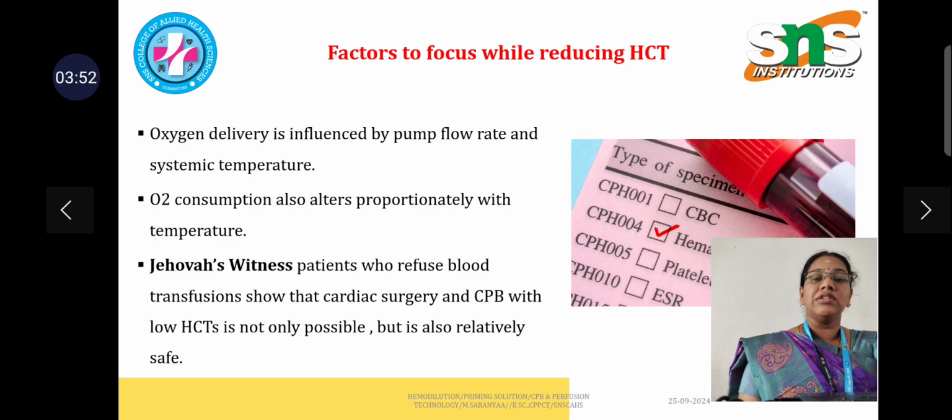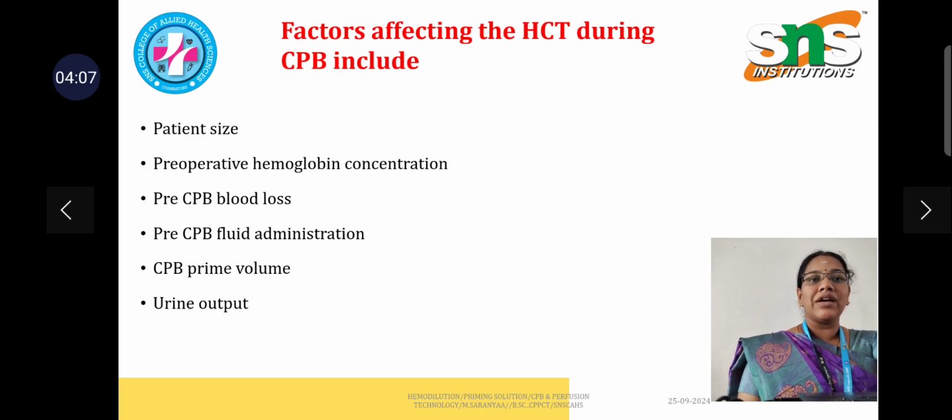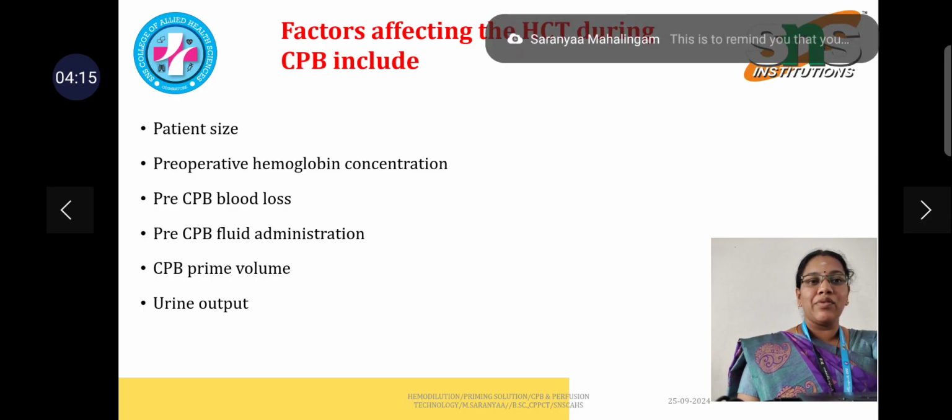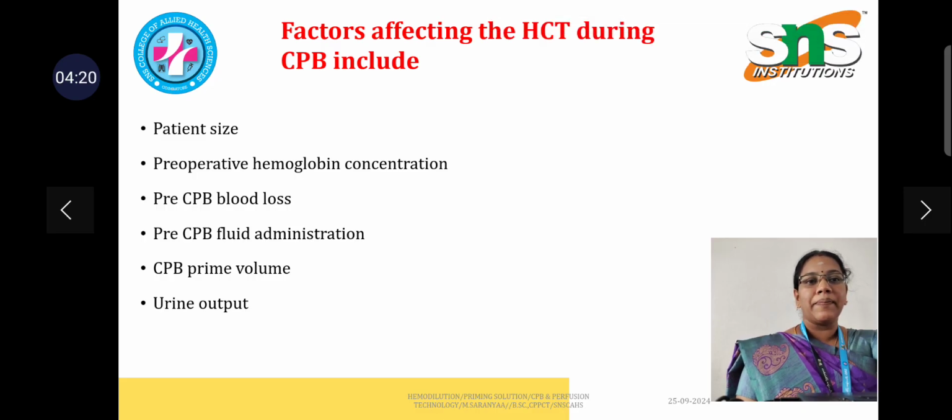Jehovah's Witness patients who refuse a blood transfusion should still be offered cardiac surgery, and CPB with low HCT is not only possible but can be relatively safe for them. Their community refuses blood transfusion. The factors which affect the HCT during CPB are patient size, preoperative hemoglobin concentration, pre-CPB blood loss, pre-CPB fluid administration, CPB priming volume, and urine output.